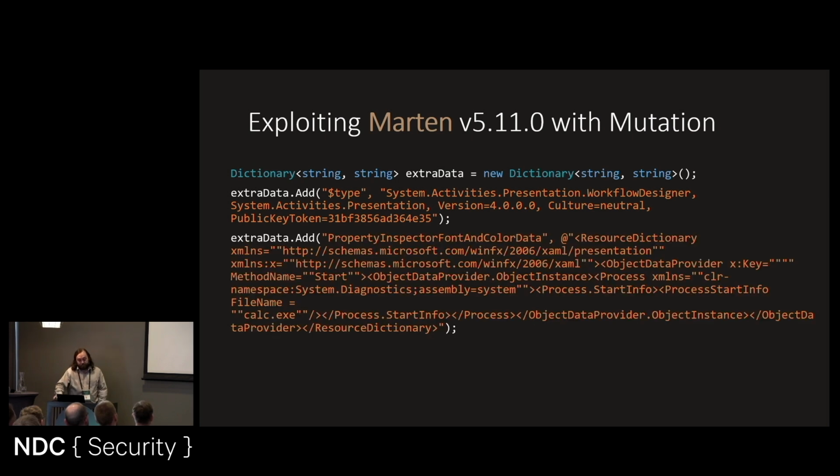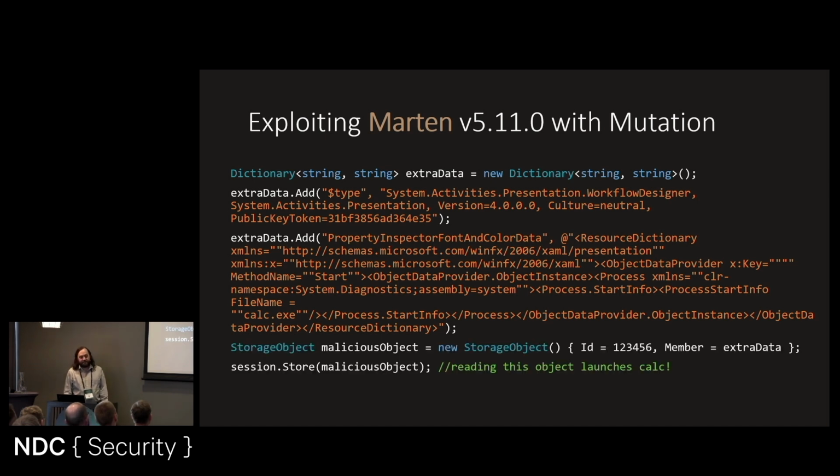So the second entry we're putting into this dictionary is just that XAML payload. And what we're going to do with MartenDB is just store that dictionary in the database, and that gets us RCE. We just stick it in there, and when it gets read again later, that code will execute. And that feels really weird. We're putting a dictionary in the database, and when we read it back, it's going to run code.